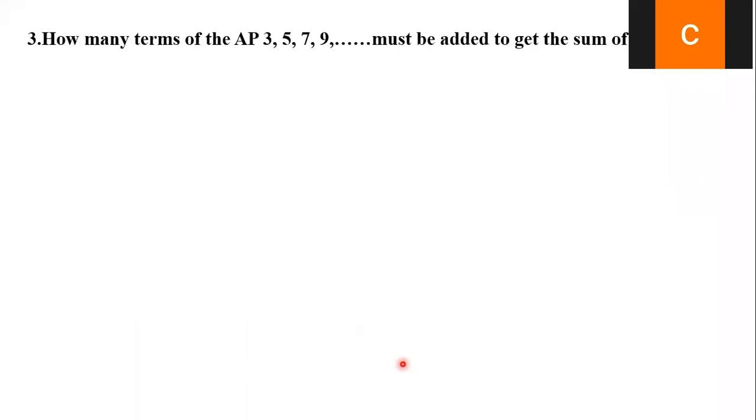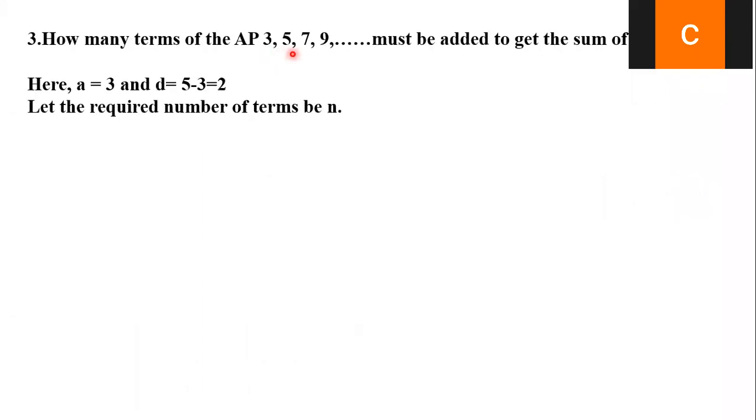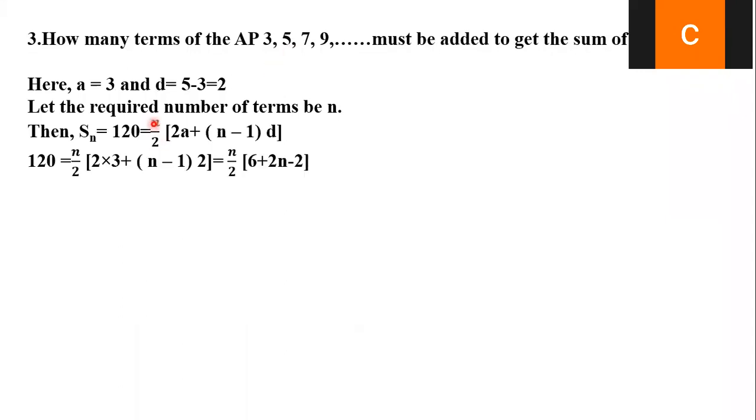Okay, I'll move on to third one. Third homework. How many terms of the AP 3, 5, 7, 9 must be added to get the sum of 120? Here, what is the A value, children? 3. D value? 2. Required number of terms, n we will call. So Sn value they gave, 120. We need to find out the n value here. What must be added to get the sum of 120? They are asking.